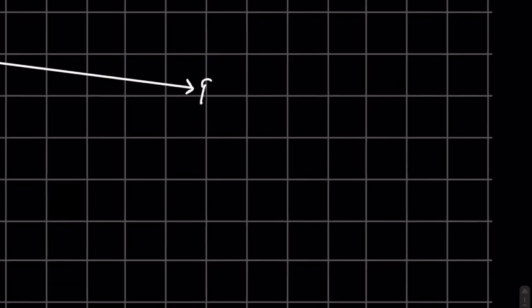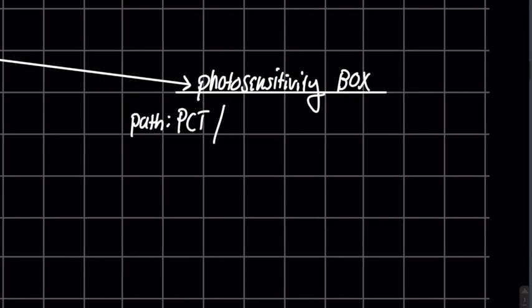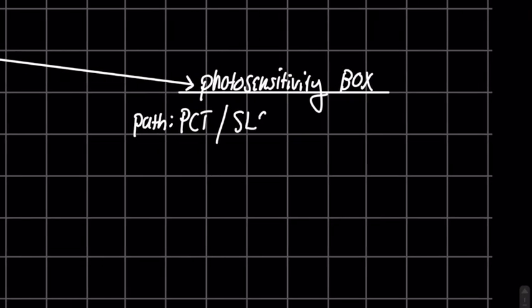Let's draw a little caveat over here and talk about photosensitivity. We'll call this our photosensitivity box. We're going to incorporate a couple of things. Pathologies that can cause photosensitivity, well, we've already talked about one, so that's porphyria cutanea tarda. Other things that can cause it would be SLE, systemic lupus erythematosus.